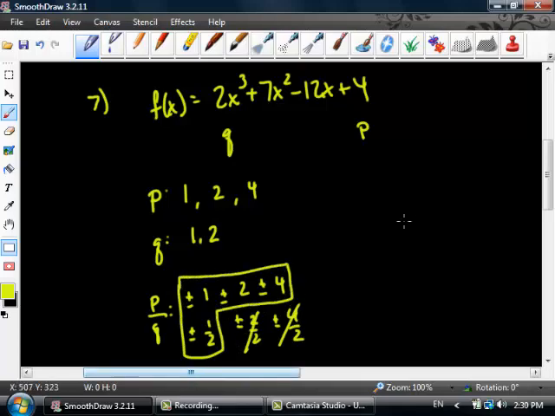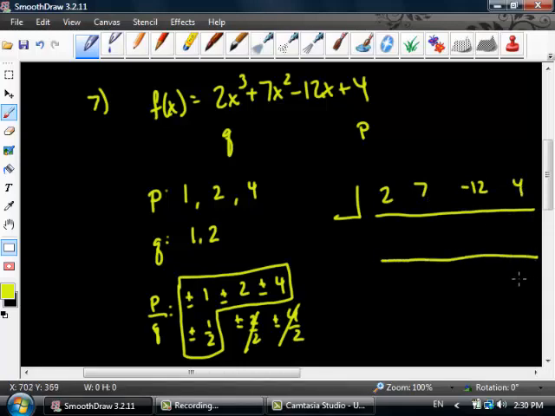Okay? So now, we use these numbers to guess while we're synthetically dividing. What is the number that I would like to have as my remainder? What is that ideal number that I would like to have? What do you think? Stephanie? 0. Good. Okay, so we just need a number that we can guess with.